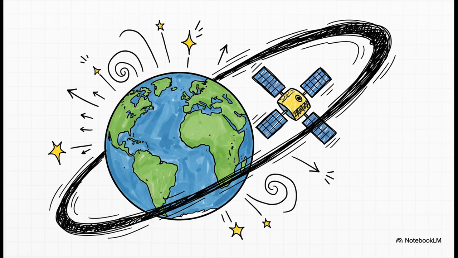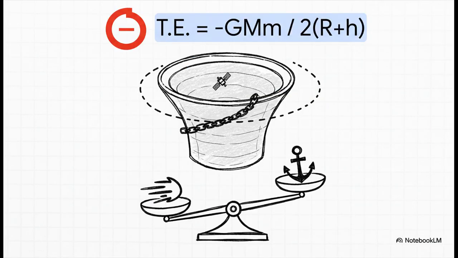Now, take a close look at the formula. See how similar it looks to the potential energy one? The only real differences are that it's positive and it's got that 2 in the denominator. So what happens when you add them together? You get the total energy. And when you do the math, you get this formula. And look at that. Just like potential energy, the total energy of an orbiting satellite is also negative. This is the ultimate proof that it's a gravitationally bound system.